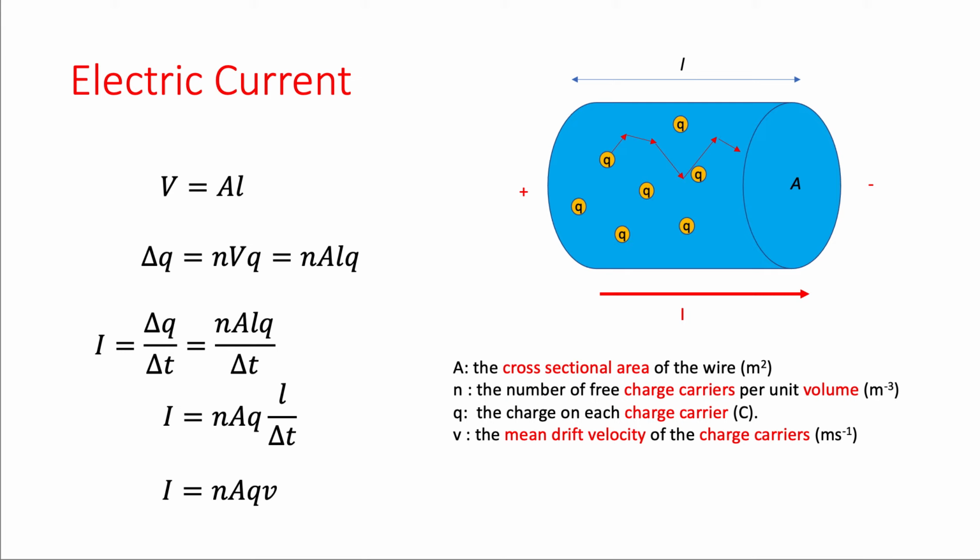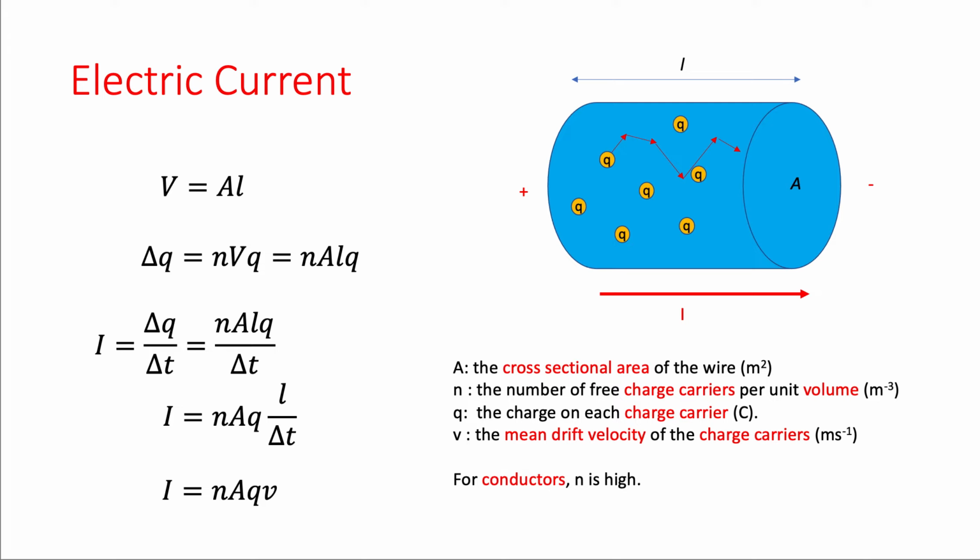As I've said before, if we increase the cross-sectional area, we have a greater current. If we increase the number of free charge carriers per unit volume, we increase our current. If we increase the charge on each charge carrier, we increase the current. And if we increase the speed of them, we also increase the current. A couple of small notes to finish.